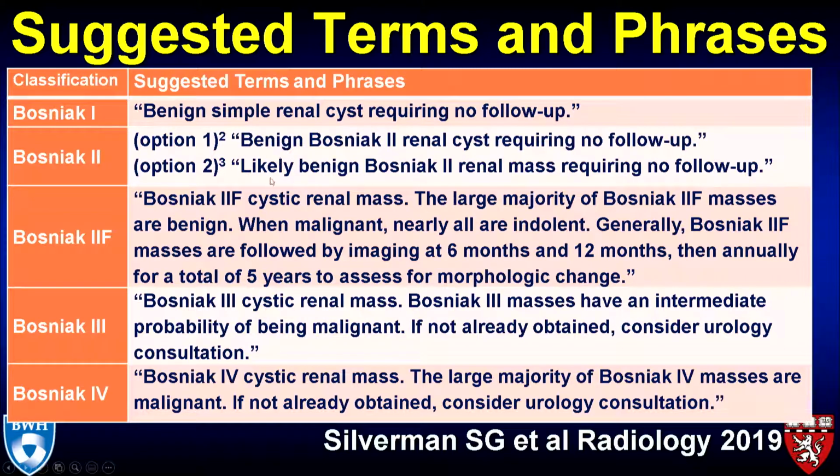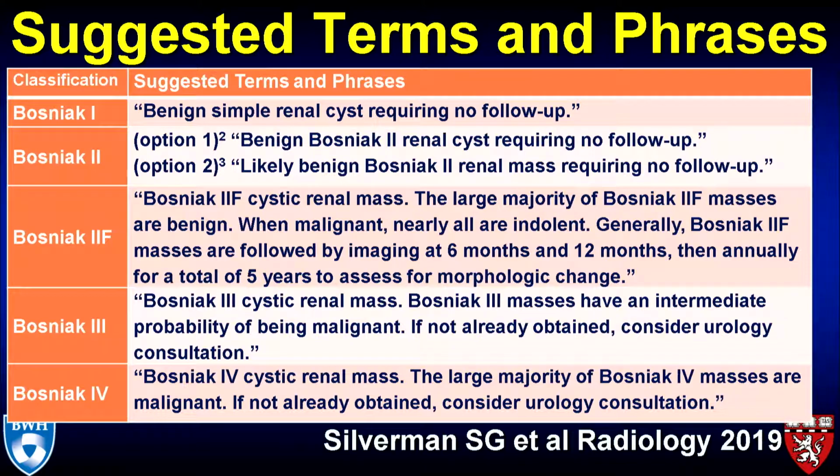a 2, and there are 2 flavors, if you will, ones that we are confident are cysts, and the others that we're not sure whether they're cysts or not, but we say they're likely benign. And the 2 Fs, we're talking about the fact that nearly all are indolent if they are malignant, but most of them are going to be benign. And we're going to follow them at 6 months, at 12 months, and then annually for a total of 5 years, and then stop. 3s, intermediate probability, we're going to recommend urology consultation.